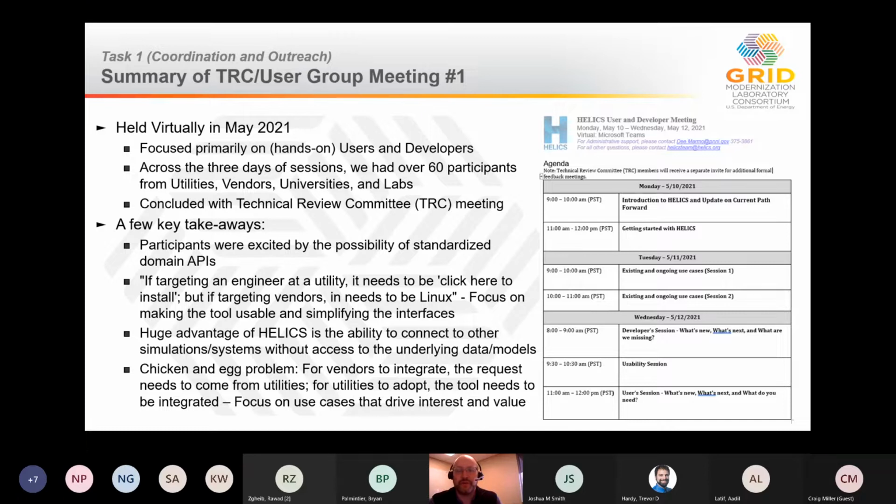But we also heard we had to figure out who we're focusing on here, because the way that the tool was set up, it wasn't quite easy to install and use yet. And we got the suggestion that if you're targeting an engineer at a utility, it really needs to be much more of a click and install. But if it's targeting vendors, it needs to be more at the code base, because the vendors are going to be wrapping it with their own products. And so that was something that we took to heart, that we had not threaded that needle very well. And so hopefully you'll see some improvement this year.